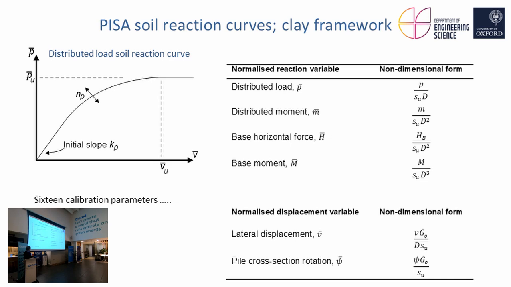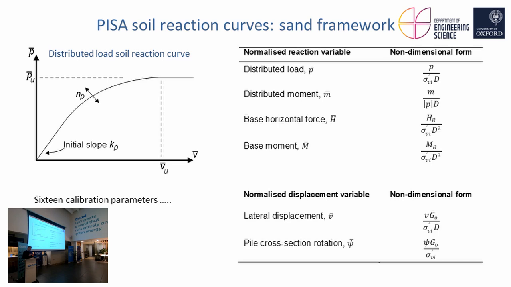What I'm showing here is what we call the clay framework. With the PISA model, we have the option of having a clay model or a sand model. If it's the clay model, then we use SU in the normalization, and we use G naught. So the idea is we have a totally dimensionless way of representing the problem, and then locally we can find the actual soil reaction curves by working backwards from the non-dimensional form based on the local values of SU and G naught. So if the question is, what data do we need to run the model? It is SU and G naught, simple as that.